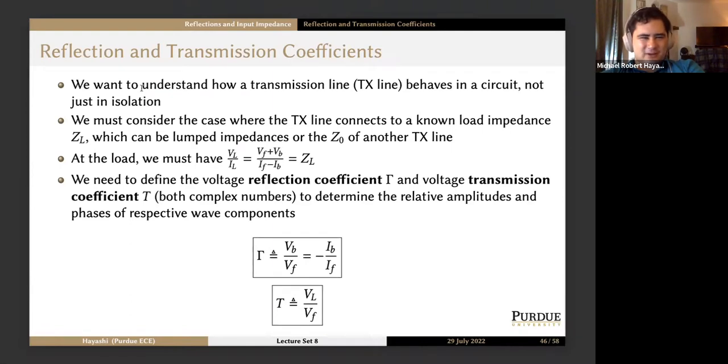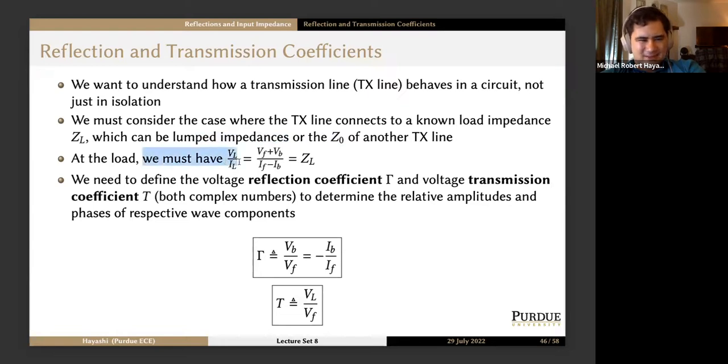Reflection and transmission coefficients. We understand now, hopefully, how the transmission line behaves in isolation, but now we want to put it into circuits. So we have to consider when the TX line connects to a node impedance at the load side, Z sub L, which could be the lumped impedances of resistors, inductors, and capacitors, or it could be the characteristic impedance of another transmission line.